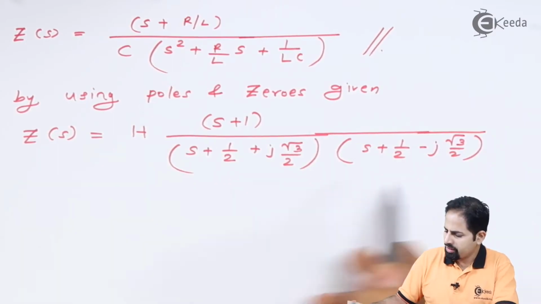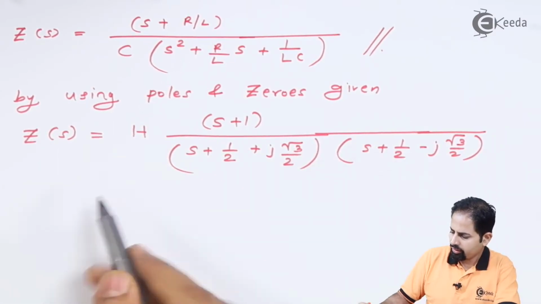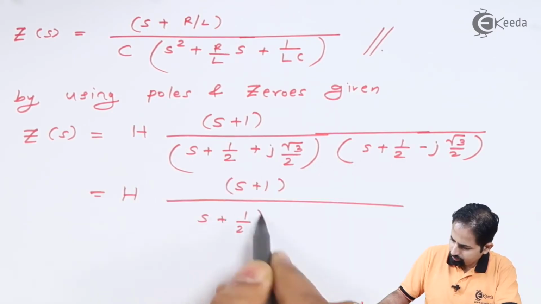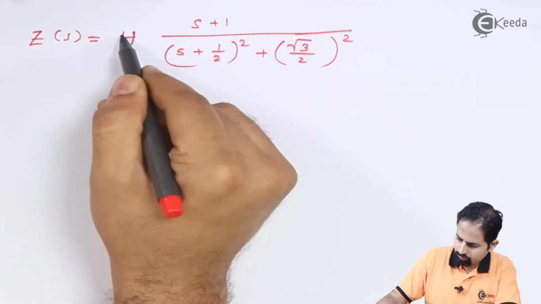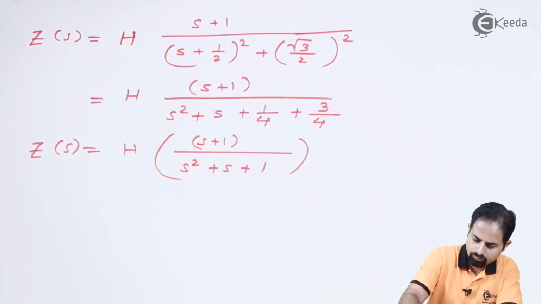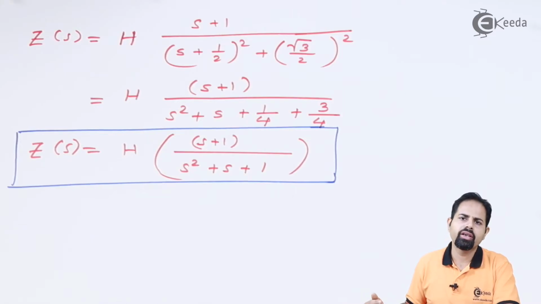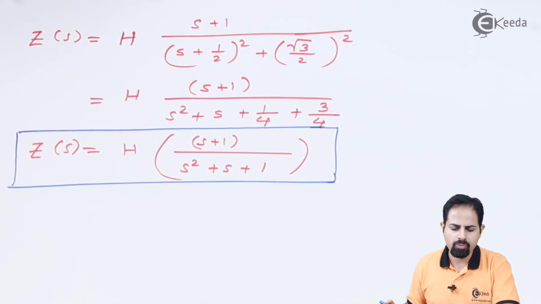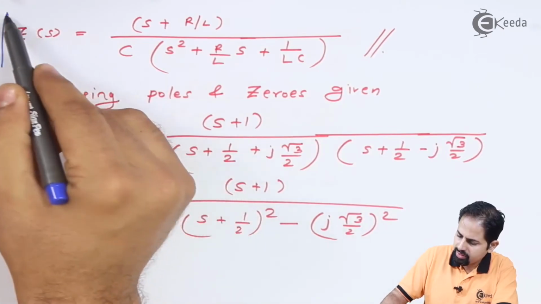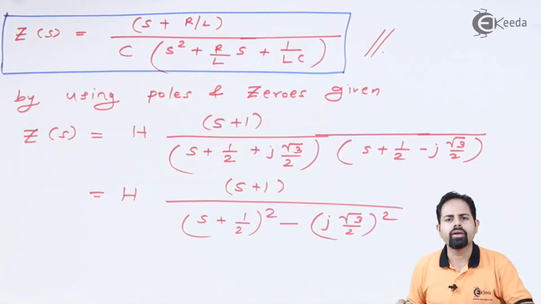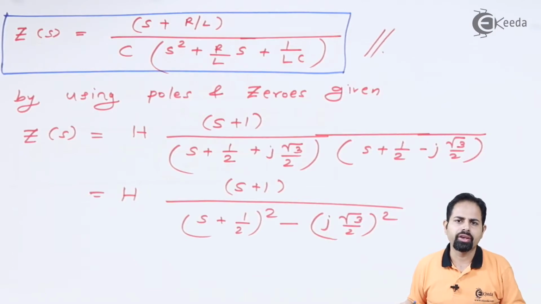Now we will cross multiply this numerator and denominator. We're going to just multiply them. So this is the Z of s which we have got by using the given data of poles and zeros. And this is the Z of s which we have obtained by using the given circuit.